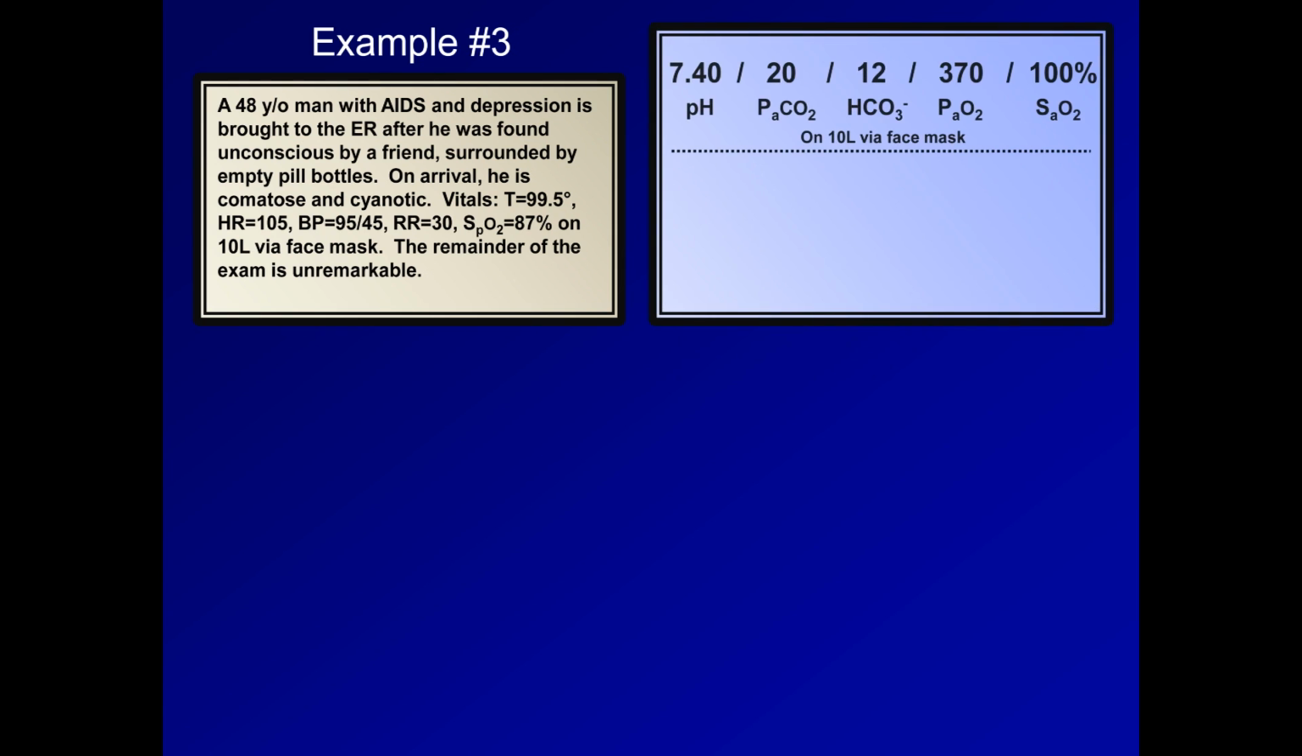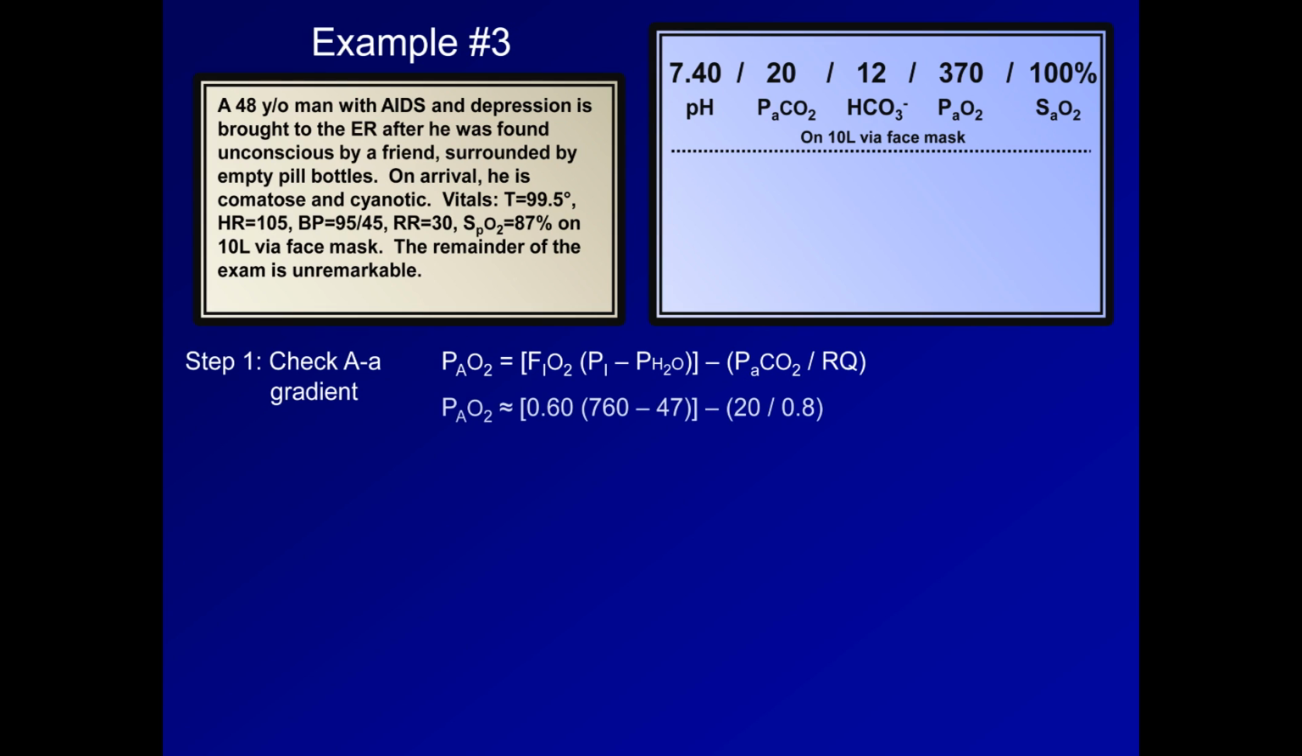And here is his ABG on 10 liters of oxygen. Step 1. The AA gradient. In this case, the patient is not on room air, but on 10 liters of oxygen via simple face mask. There is no reliable means to determine his FiO2, but based on published empirical data, we can roughly estimate this as 60%, which is the maximum practical amount of O2 that can be delivered via simple face mask. Plugging in our numbers gives a PAO2 of 403 and a gradient of 33.